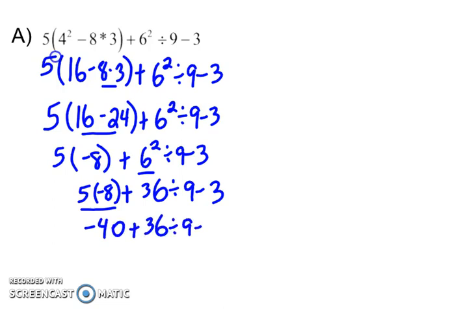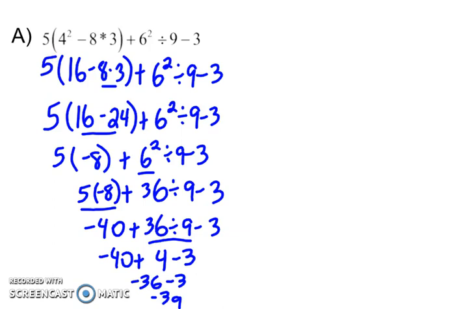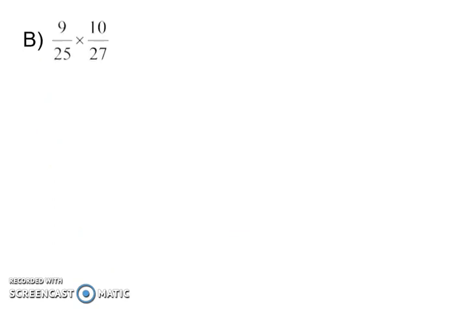And I'm still going to be looking for my multiplication and division, so here's division. So that's 4. And now I'm just going to add left to right, so this gives me -36. And that gives me -39. Now I can move to the other problem.